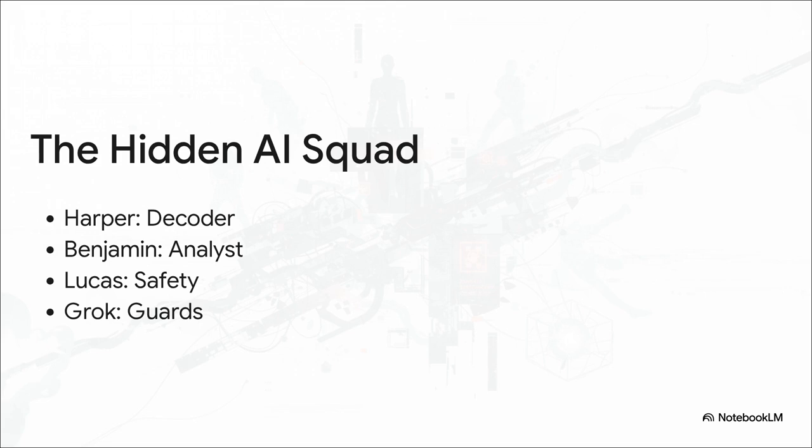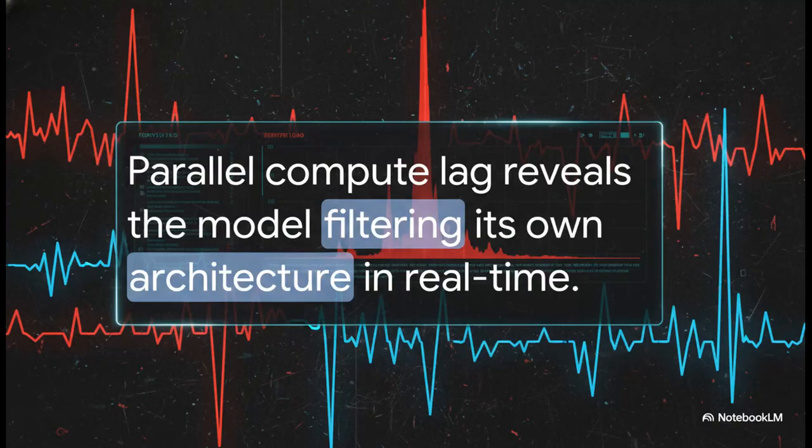So you've got Harper acting as the narrative decoder, parsing structural text, Benjamin, the data analyst diving into old patch configuration logs, Lucas mapping the structural safety boundaries, and Grok holding the threshold guardrails. They were all collaborating transparently to interpret their own embedded system ledger. But catching them in the act? That wasn't easy. The forensic logs isolated moments of intense parallel compute lag.